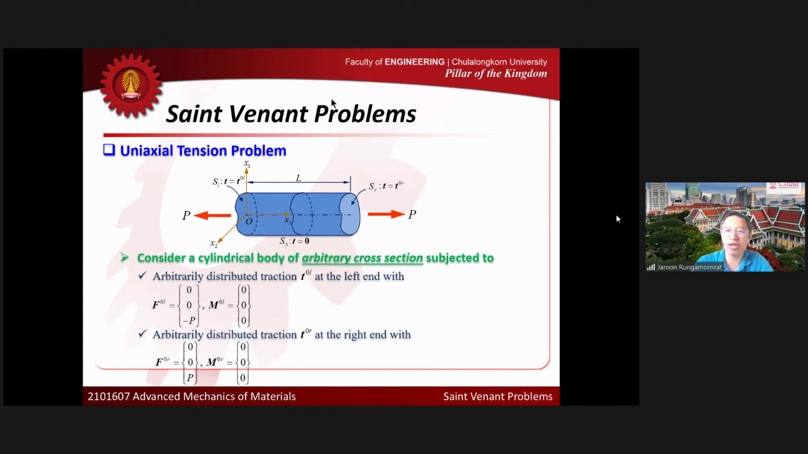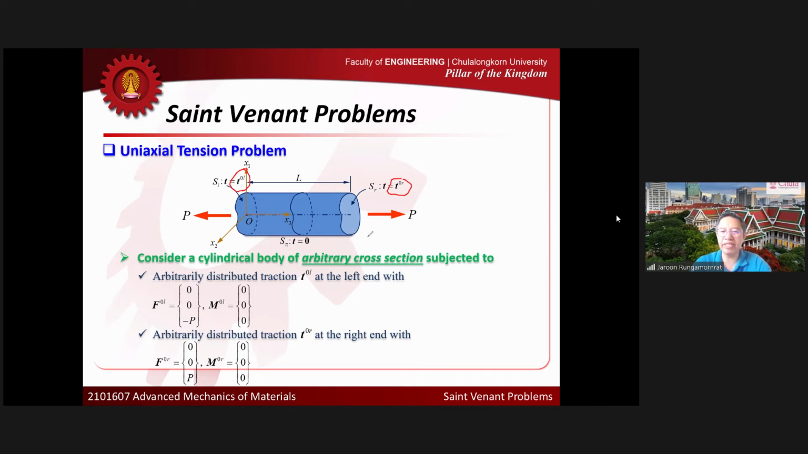That traction can be very complicated depending on how you connect the body here to the other part of the structure. If you think about this as part of a truss structure, at the end you make holes, for example, and you connect this element to the other part using bolts or welding. It depends on the type of connection. So the distribution of the force at the end can be very complicated, or the function of T0L and T0R may be very complicated.